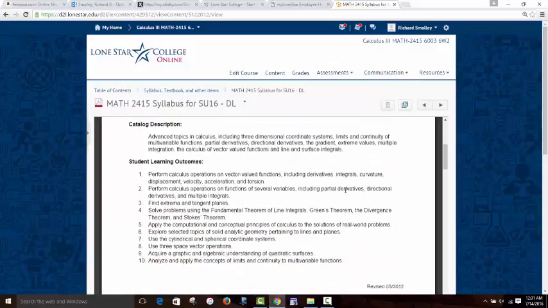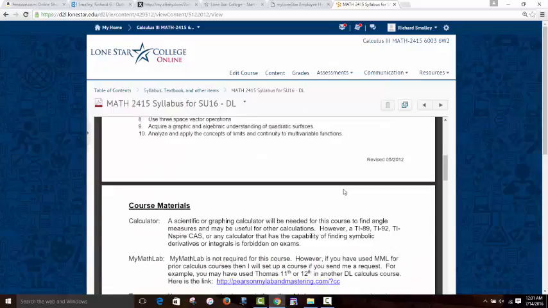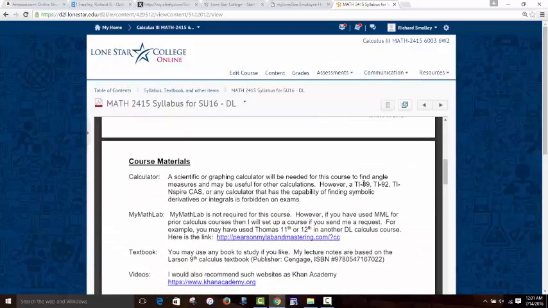Let's see. Learning outcomes. I'm not going to read this, of course. You can read that if you want to. Course materials. You can use a scientific or graphing calculator, although I don't want anything that can do algebraic stuff, so I always put on the test, at least for the proctored test, not to allow 89s or TI-Nspire CAS or things that can do symbolic notation.